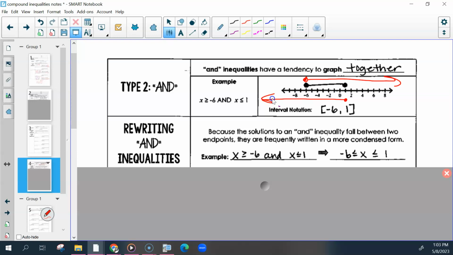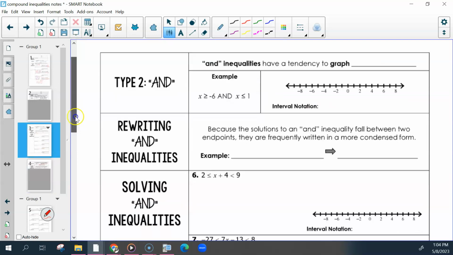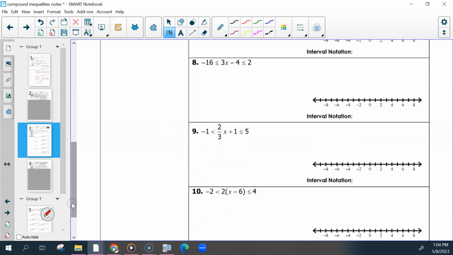Nine. 9 and 10. And 8. We have 8, 9, and 10. Anyone still writing this? Starting with 8, we're now solving everything at the same time. So what we do to one piece, we do everywhere. Still going to get x by itself, but we would add 4 on all sides.